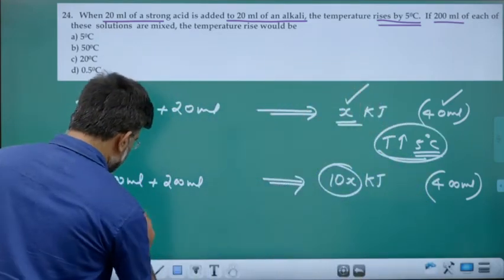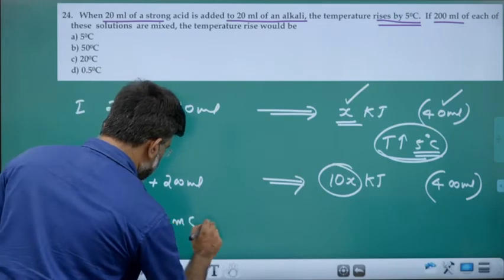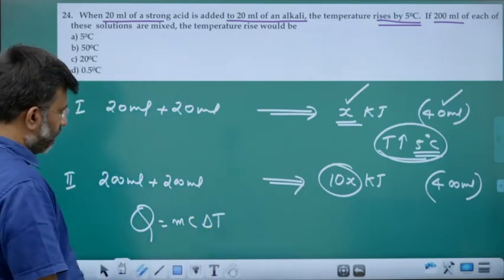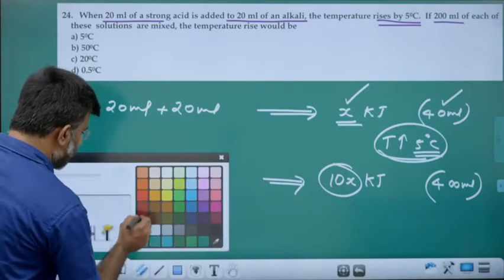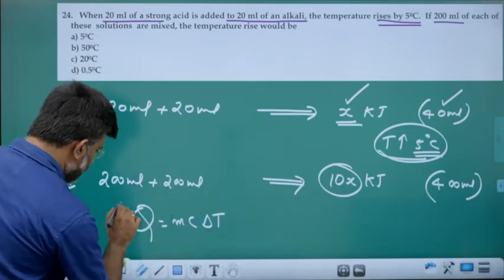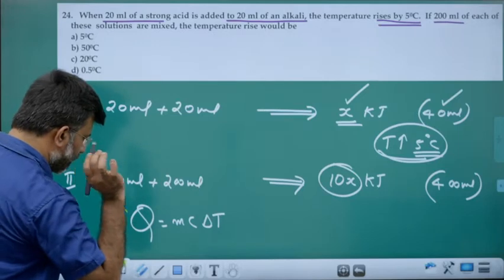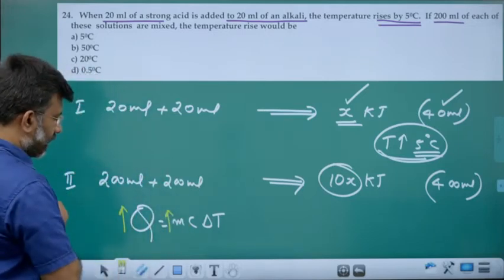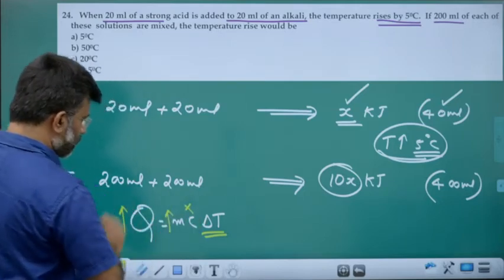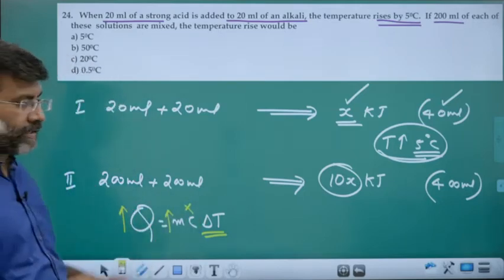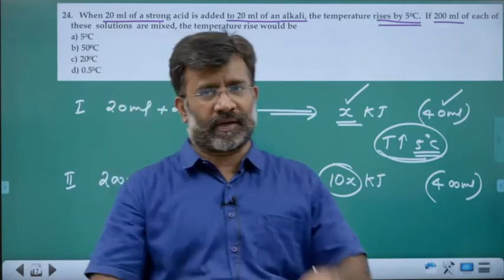Because all of you know, Q is equal to mc delta T. You see, the heat rises by 10 times, agreed. But the mass is also rising 10 times. Therefore, delta T will remain constant. This is already a constant. So the rise in temperature will remain constant.